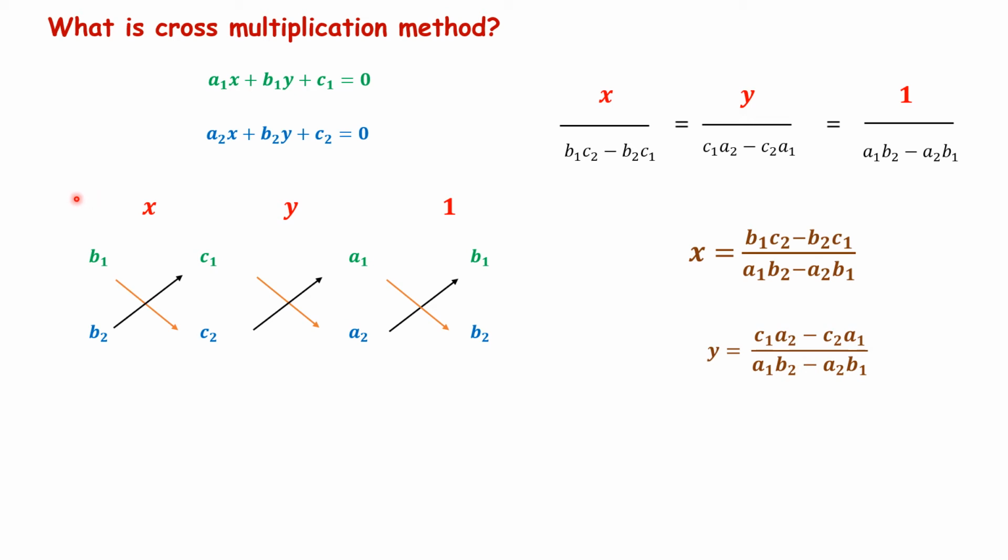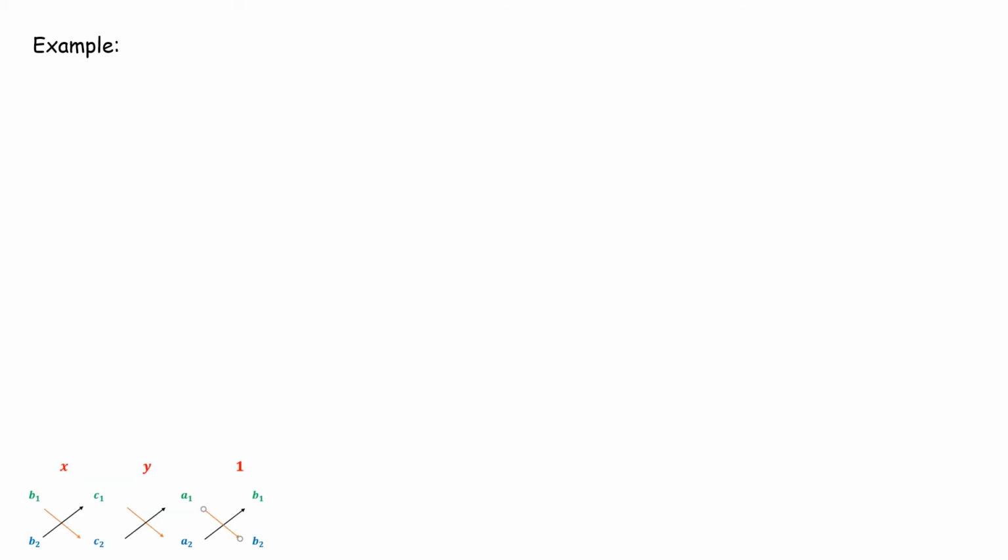So remember, this is your task. You have to remember this structure. Once you have remembered the structure, you can automatically fill in the values and find the difference of the products. That's it, very simple. For this, let us see one example. Meanwhile, you just remember x, y, 1, b1, c2, b2, c1, and c1, a2, c2, a1, and a1, b2, a2, b1. This alone you just remember now. We'll go for the question.